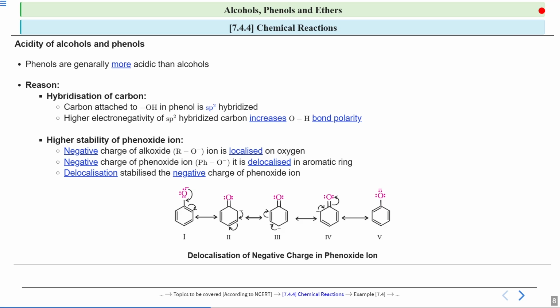Okay students, so I hope this is clear now, why your phenols are generally more acidic than your alcohols, because phenols easily donate their H plus ions and alcohols do not easily donate their H plus ions. So if phenols donate it more easily, they will be more acidic.